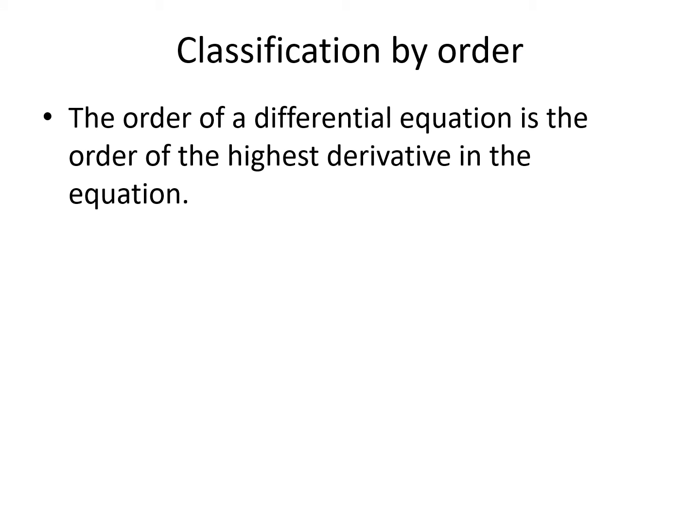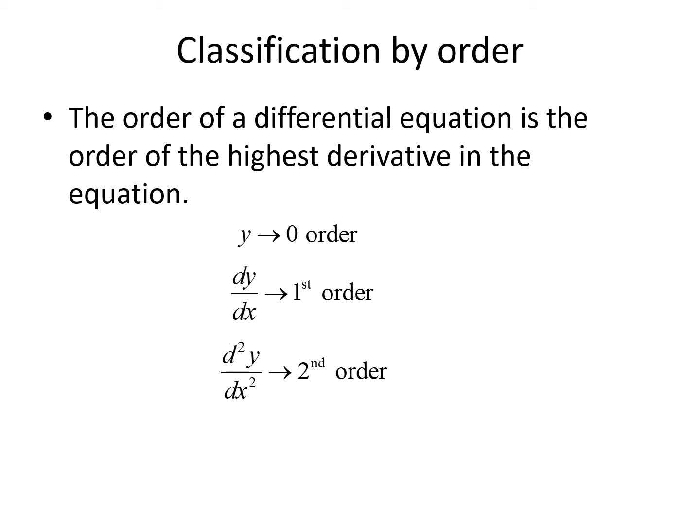The second method that we have to classify our equations is classification by order. The order of a differential equation is the order of the highest derivative that you see in the equation. And just as a reminder, if you just have your dependent variable, say y, that's the 0 order. dy/dx, or y prime, that would be our first order. The second derivative of y with respect to x would be our second order. The third derivative of y with respect to x would be our third order, and so on and so forth. So as the number on your derivative goes up, the order goes up as well.